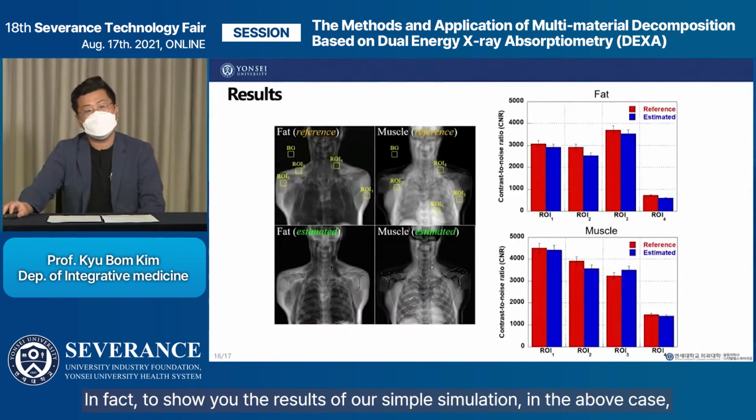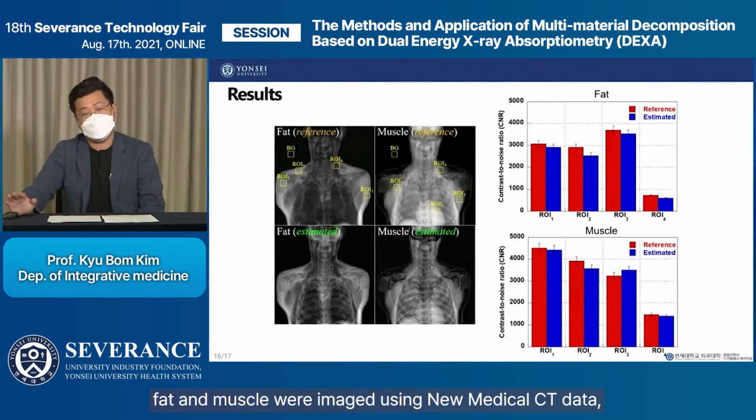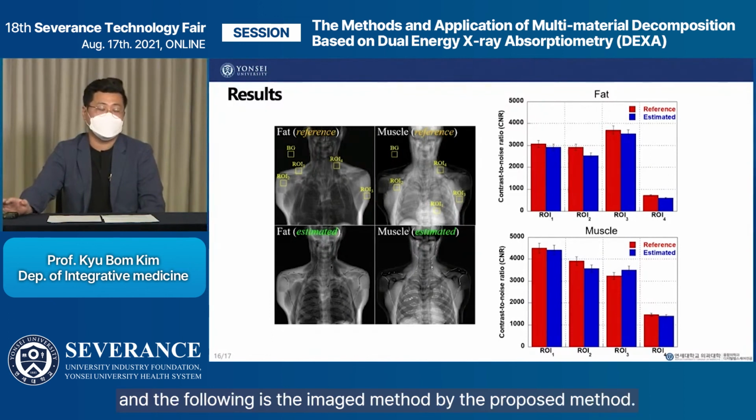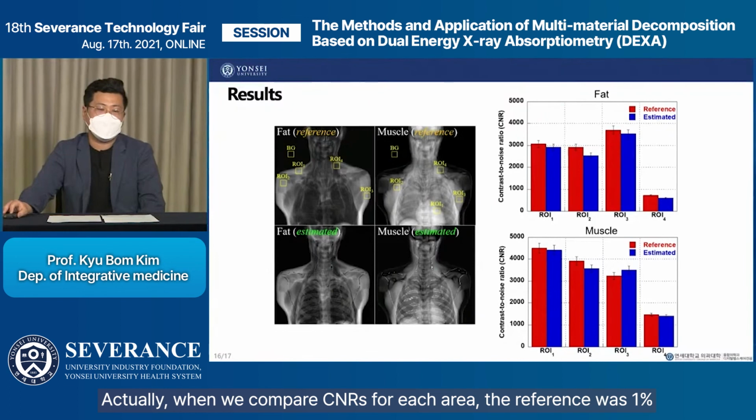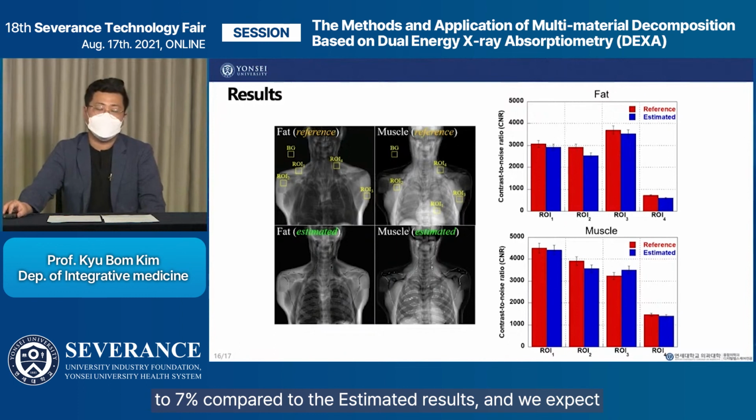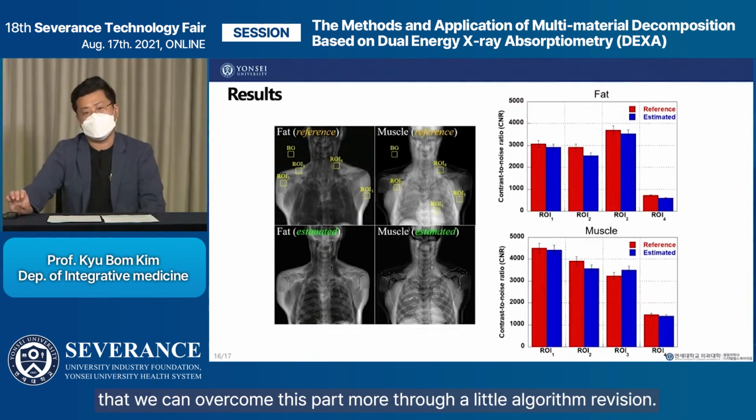In fact, to show you the results of our simple simulation, in the above case, fat and muscle were imaged using medical CT data, and the following is the image obtained by the proposed method. When we compare CNRs for each area, the difference from the reference was 1% to 7% compared to the estimated results, and we expect that we can overcome this part more through a little algorithm revision.